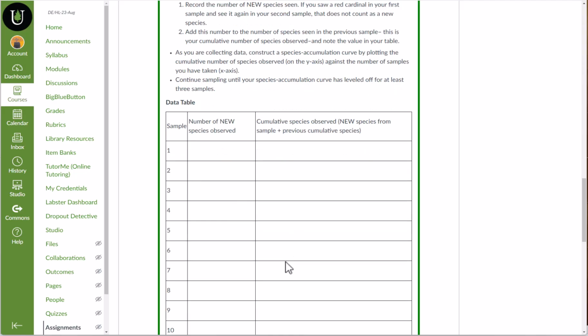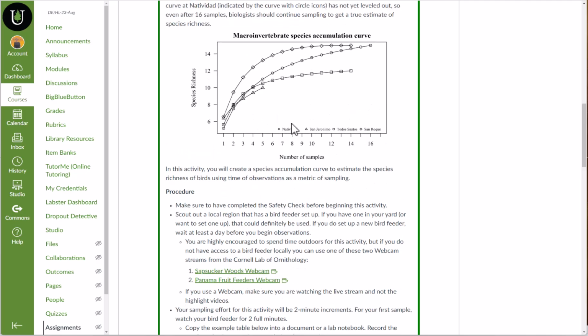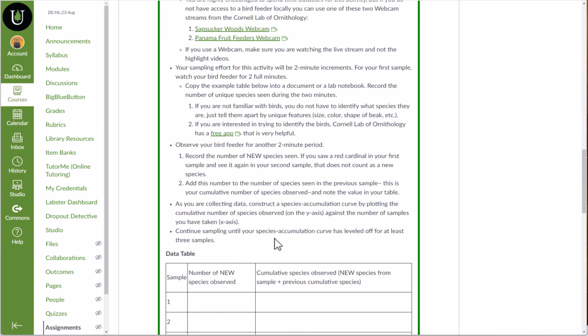So what you want to do then is to create a graph that looks like this. So you're going to have the number of samples, these are your 2-minute time periods, and the total number of species richness. And you're going to try to see where this graph that you're creating levels off. As it says here, you want to continue sampling until it's leveled off for at least 3 samples.